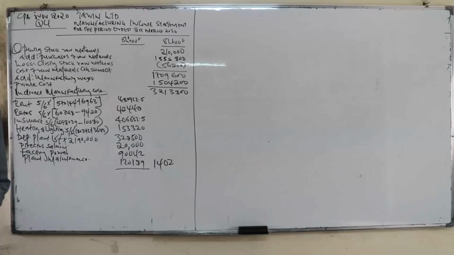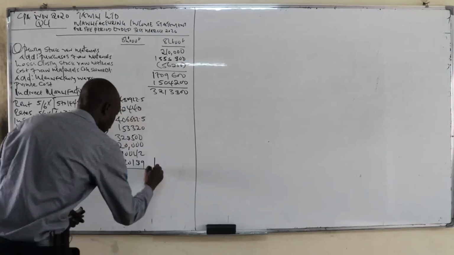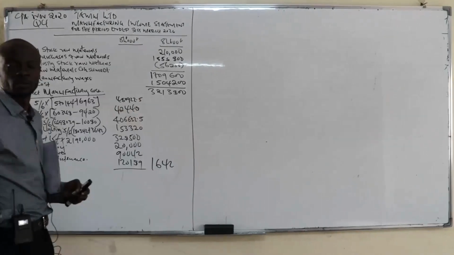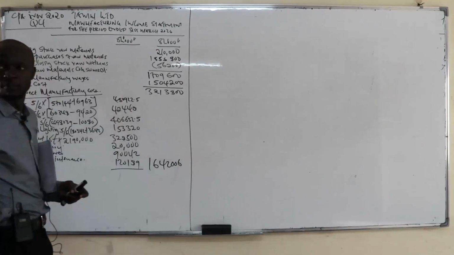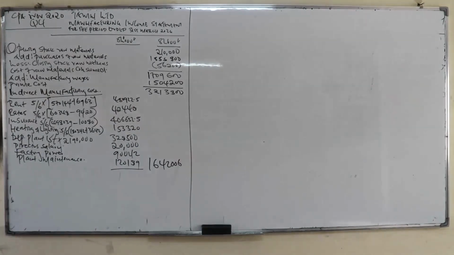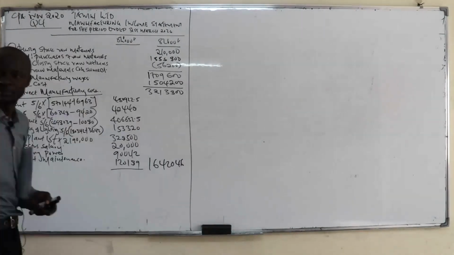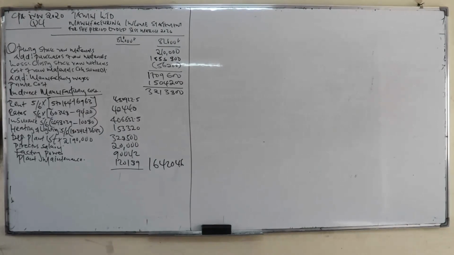Put ngapi? 1402, 16, for 1642,006 point. Yeah. Any other answer that is different from that? 1642. Iko hivyo. Sawa sawa.